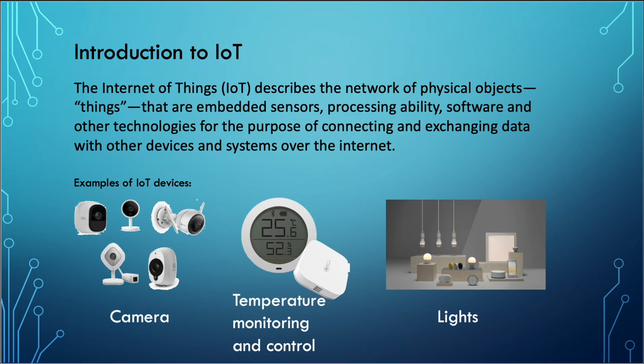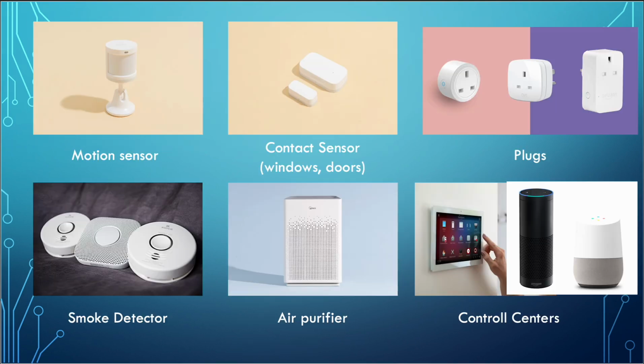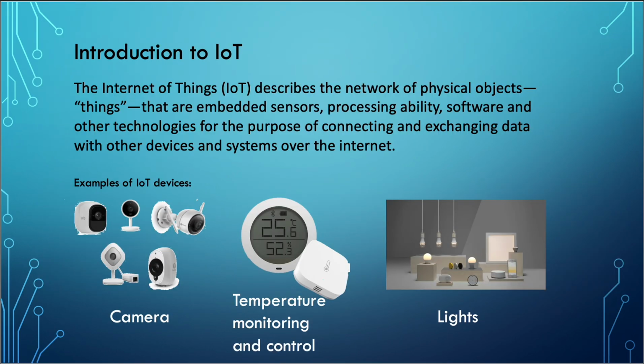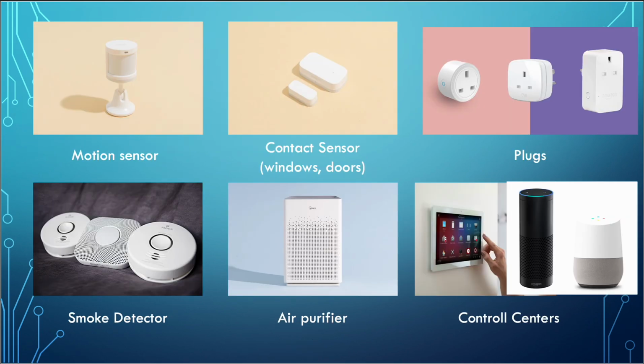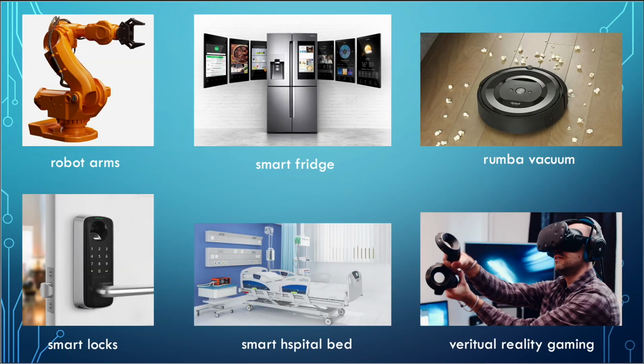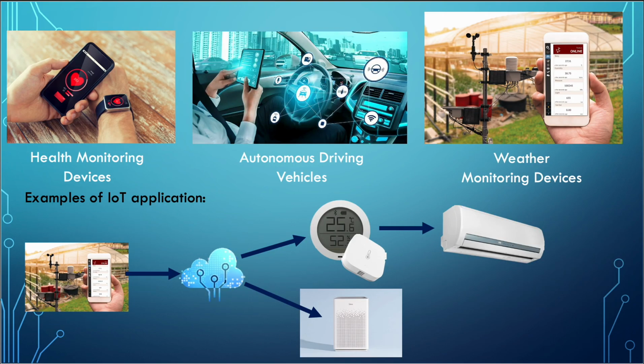Then we looked at IoT devices that are in use today. We looked at cameras, temperature control, lights, motion sensors, contact sensors, plugs, smoke detectors, air purifiers, control centers, controlling units, robot arms, smart fridges, smart locks, vacuums, smart hospital beds, even virtual reality, and small devices like the smart watch to bigger devices like the self-driving cars and weather.